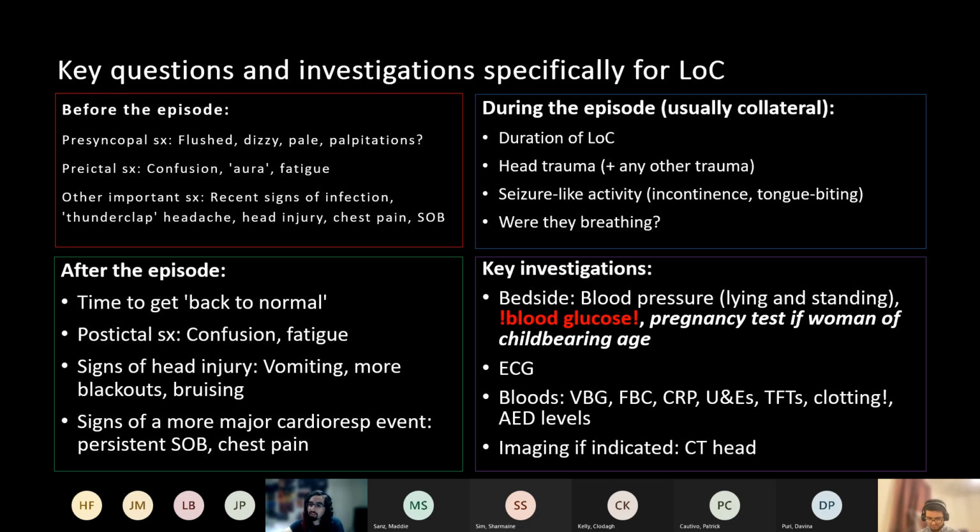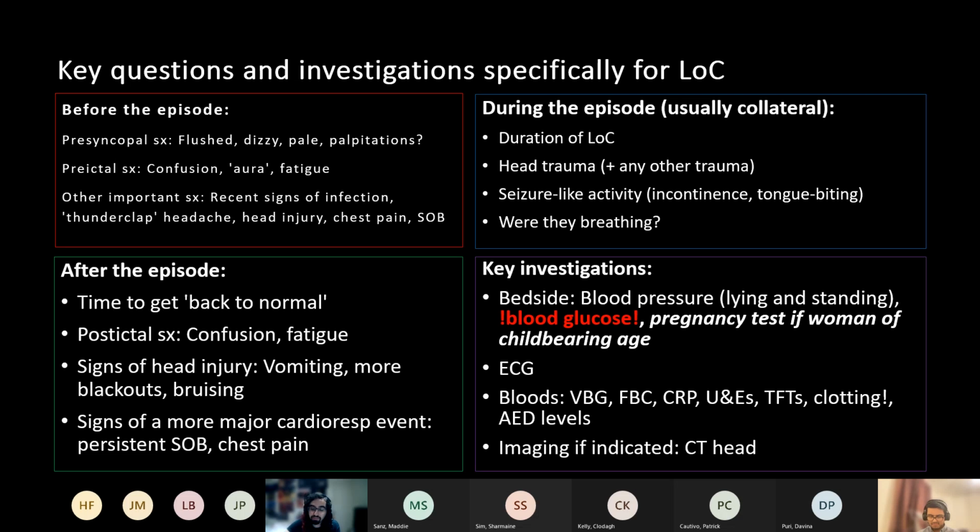U&Es. Why do we want to know about U&Es? I am being that annoying person who's asking you to justify blood tests. Full blood count, very important. Severe anemia will cause you to lose consciousness. What else is the FBC useful for? Perfect. Electrolyte abnormalities. People often forget about them, but they matter. If you're hyponatremic enough, you will pass out. If you're hypokalemic and you go into cardiac arrest, you will fall to the ground.